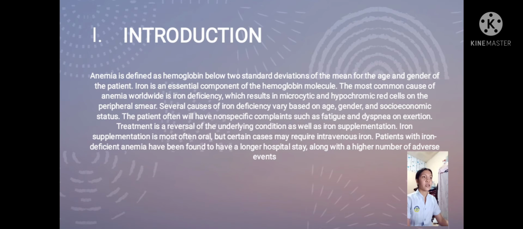Anemia is defined as a hemoglobin below 2 standard deviations of the mean for the age and gender of the patient. Iron is an essential component of the hemoglobin molecule. The most common cause of anemia worldwide is iron deficiency, which results in microcytic and hypochromic red cells on the peripheral smear. Several causes of iron deficiency vary based on age, gender, and socioeconomic status.